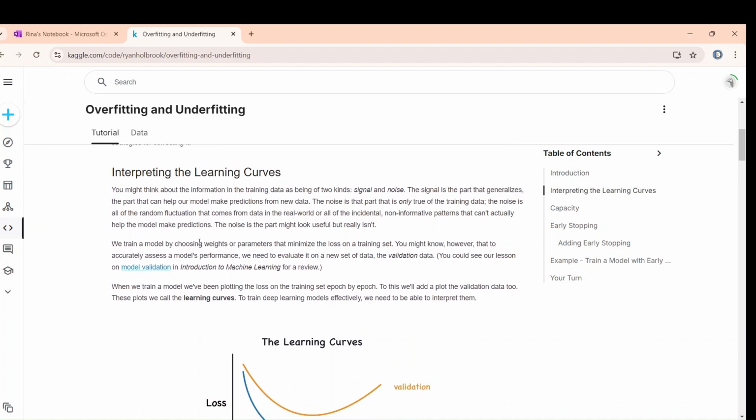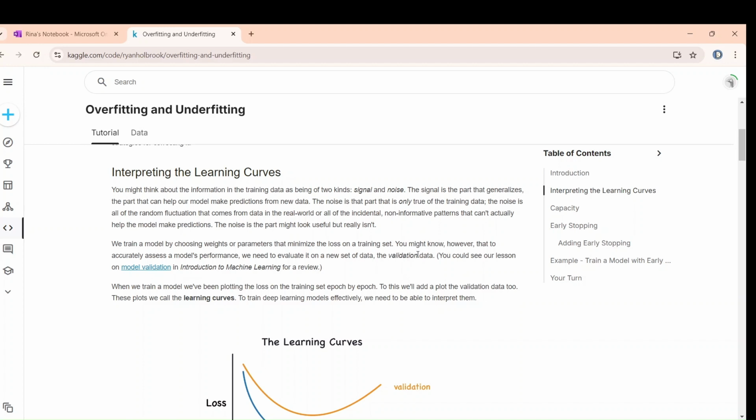Now we train a model by choosing weights or parameters. We saw that whenever we are creating a model, we are using some weights W0, W1, W2. Those are the parameters we tune so that the loss gets reduced. You remember these things? That minimizes the loss on the training set. You might know, however, that to accurately assess a model's performance, we need to evaluate it on a new set of data. That is the validation data.